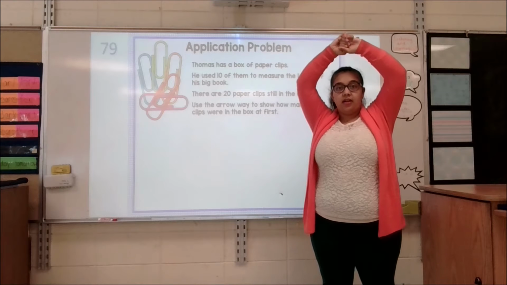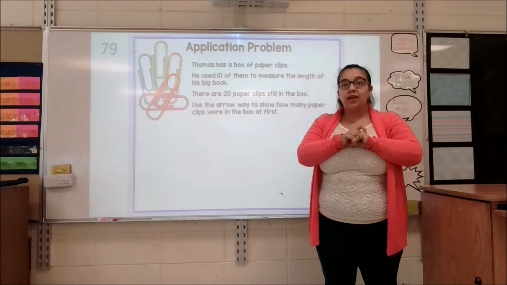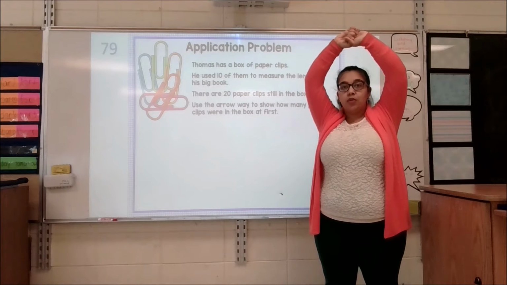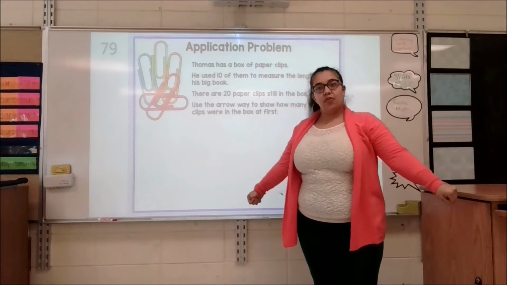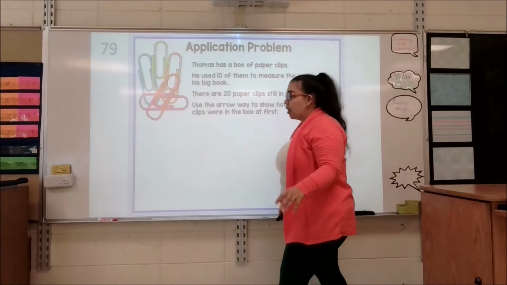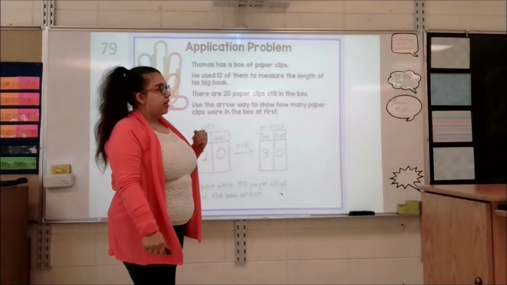So we're missing the whole. We don't know how many he started with. What was the big number? What was the whole? So there were paper clips in the box. He took some out to do something, and he's left with some additional paper clips. So this is what I chose and how I did it using the arrow way.